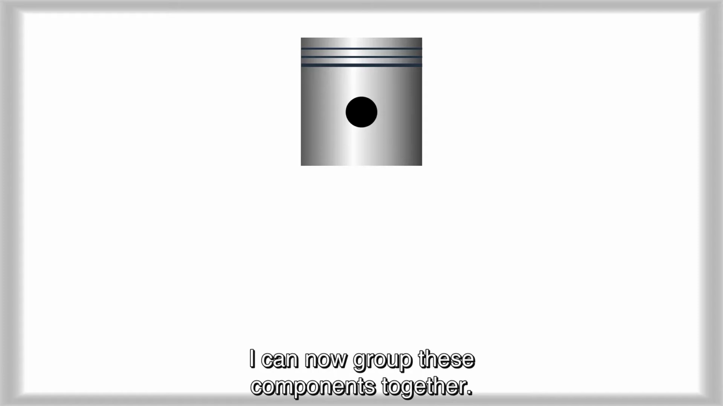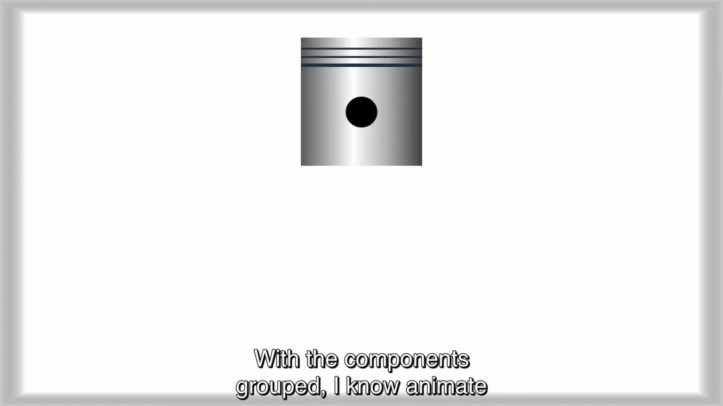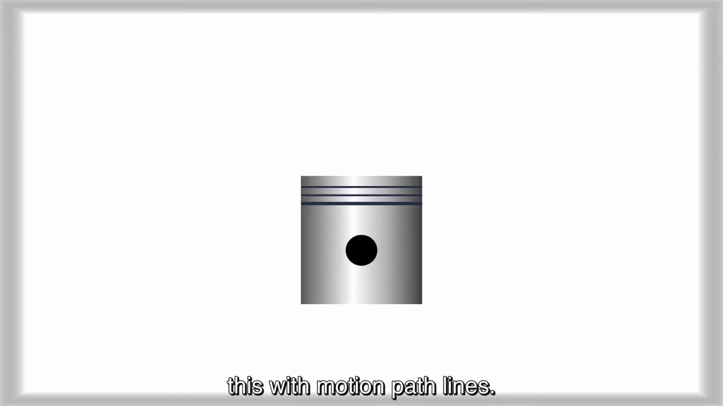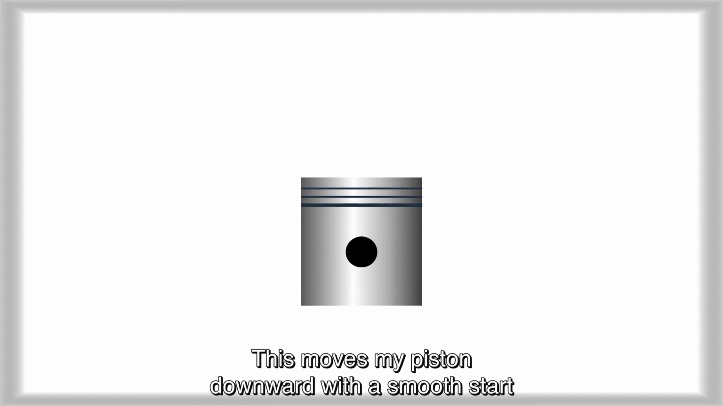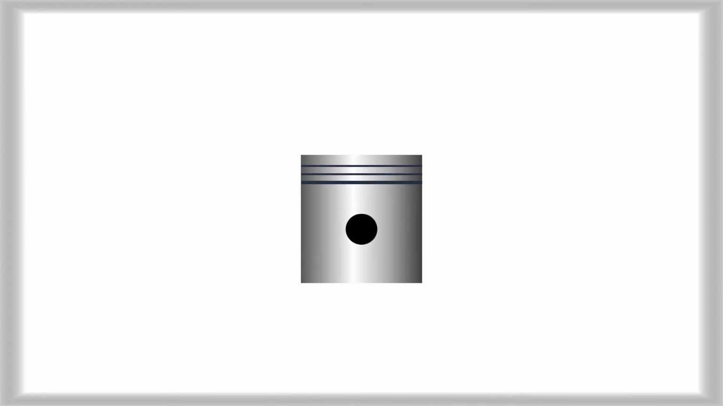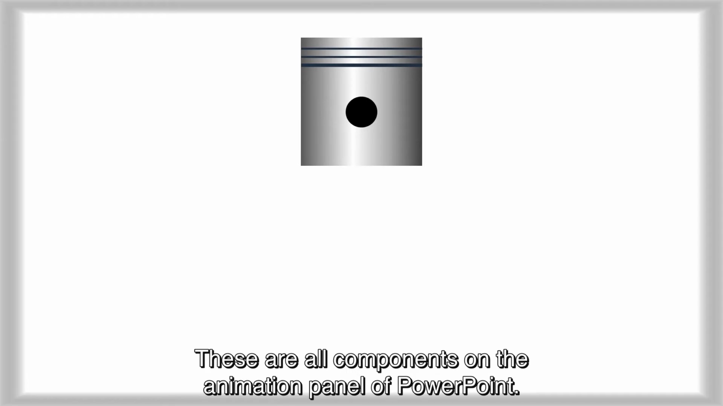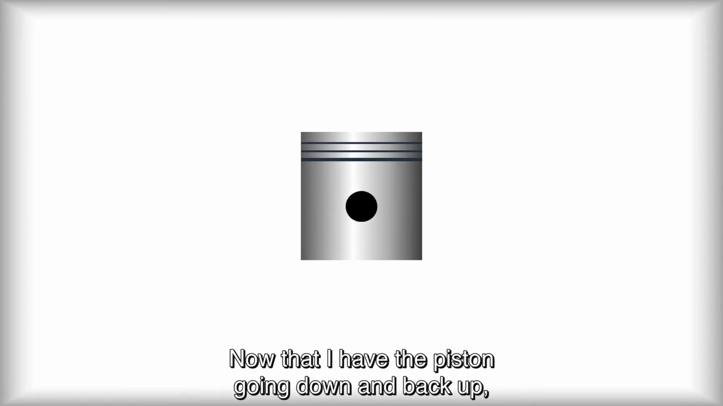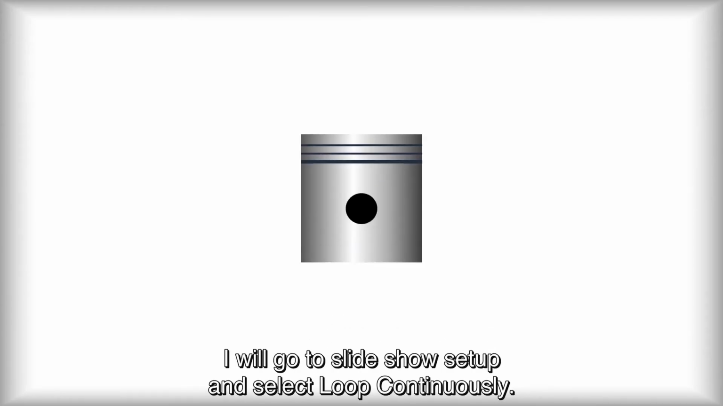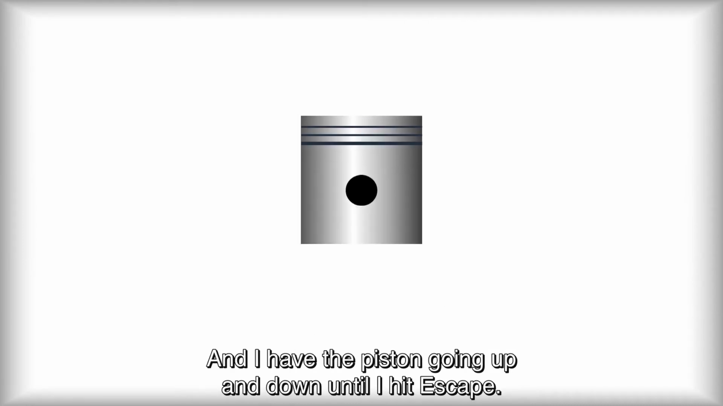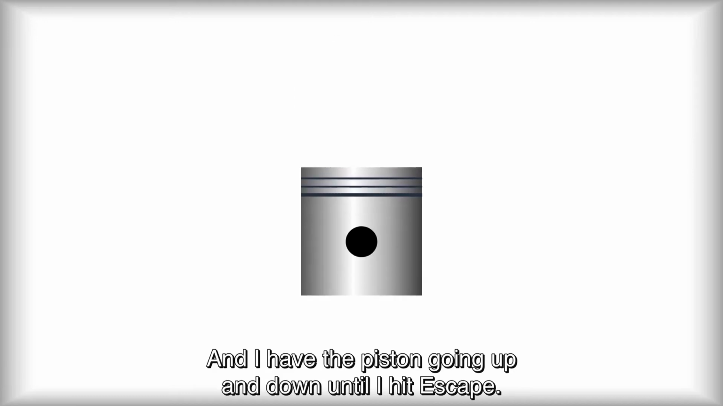I can now group these components together. With the components grouped, I now animate this with motion path lines. This moves my piston downward with a smooth start and a smooth end. Next, I will add auto reverse. These are all components on the animation panel of PowerPoint. Now that I have the piston going down and back up, I will go to Slideshow Setup and select Loop Continuously, and I have the piston going up and down until I hit Escape.